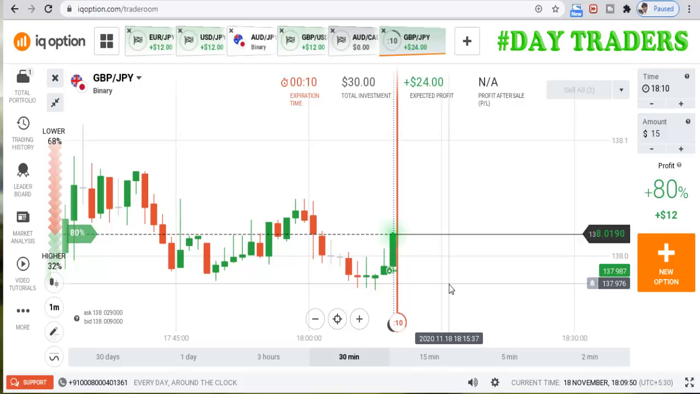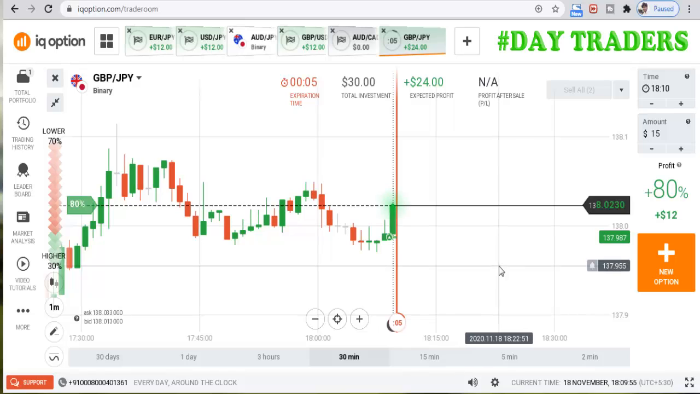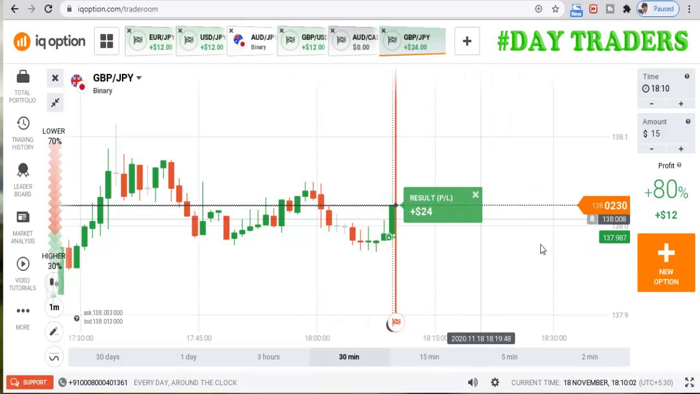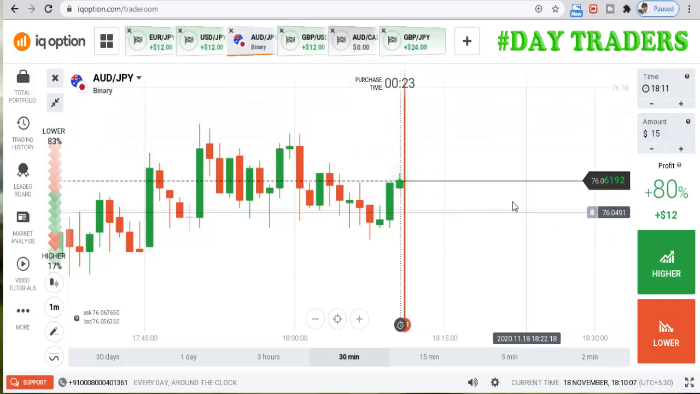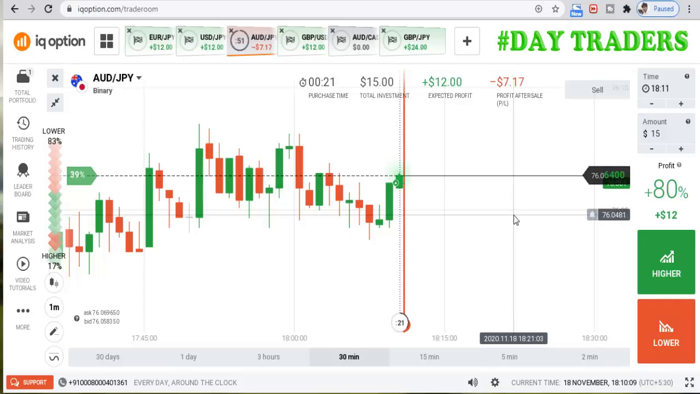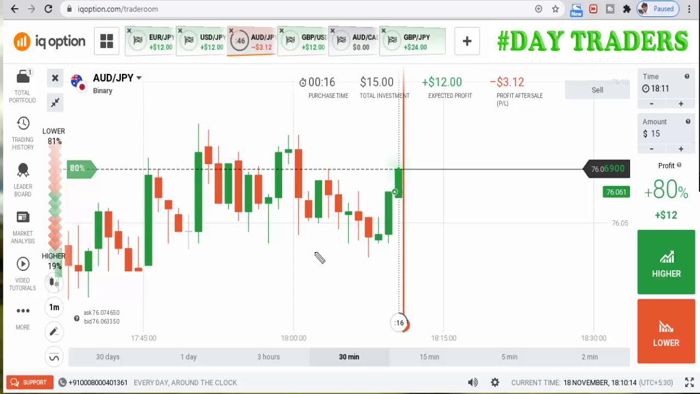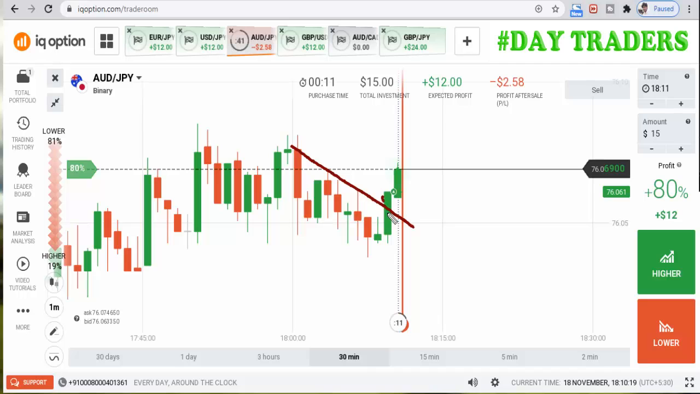Okay, still some strong buyers' entry. We have 5 seconds. Okay, this is also a winning trade. Check the next pair. Okay, we'll place a higher option. This is the sellers' entry point. It already broke the sellers' entry point very strongly, so that's the reason I place a higher option.